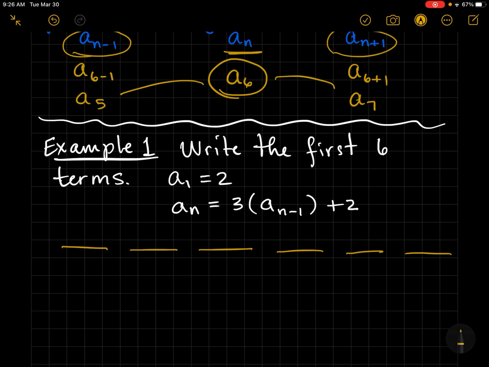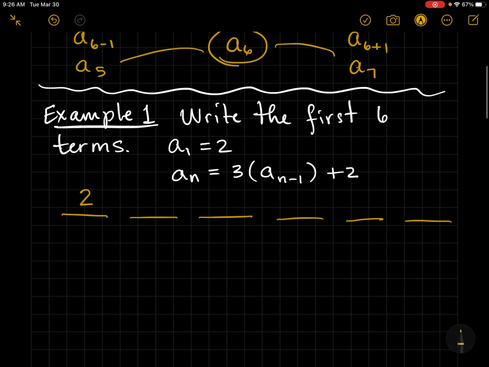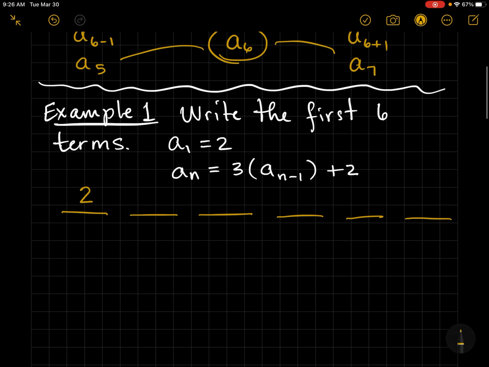So it says A sub 1 is 2. And now we're going to look at the rule. Now, you have to have something to start with. And for this one, we just needed one term since this is based on the previous term. Remember, that means previous term.